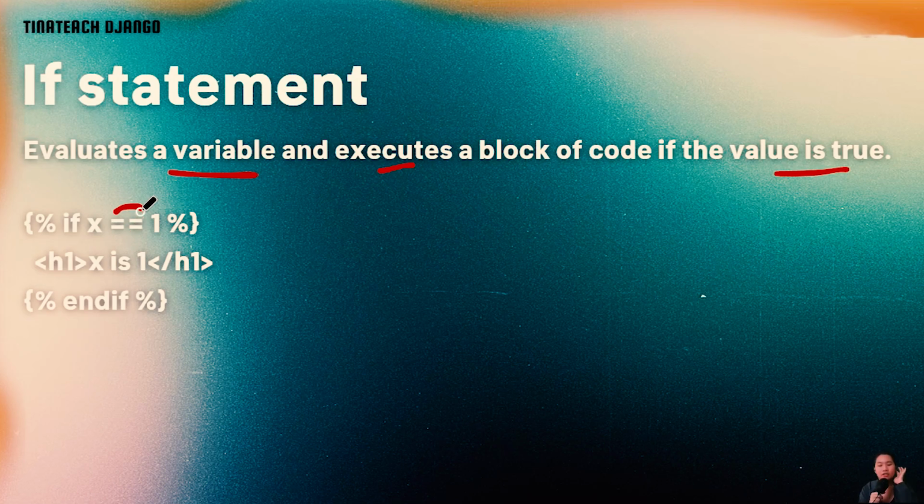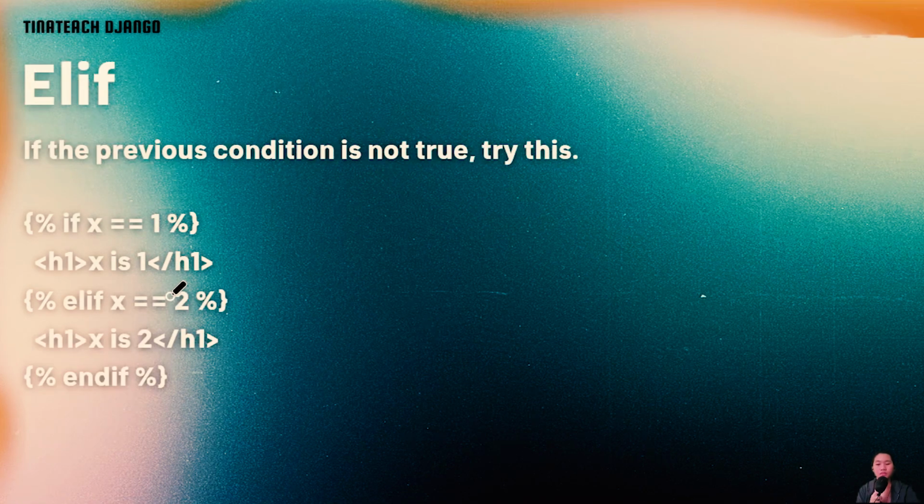If x is equal or exactly 1, print x is 1. And then end if, we end the Django code. Because we're doing this in an HTML file, therefore we have to specify where Django begins and where it ends.